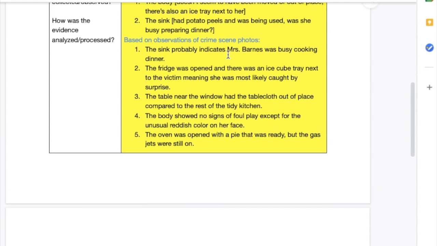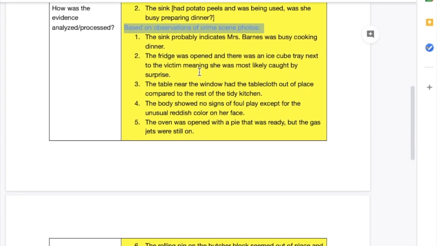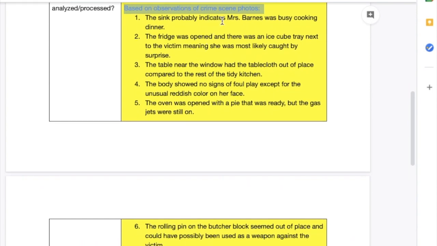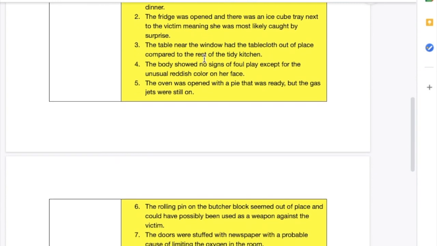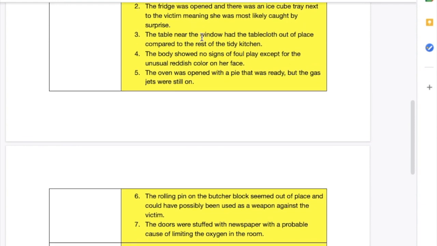Based on observations of the crime scene photos, the sink probably indicates Mrs. Barnes was busy cooking dinner. The fridge was opened and there was an ice cube tray next to the victim, meaning she was most likely caught by surprise. So she had got her ice cube tray out, intending to maybe put it back in the freezer after she was finished with it, but rather than doing that, she suddenly died for some reason.